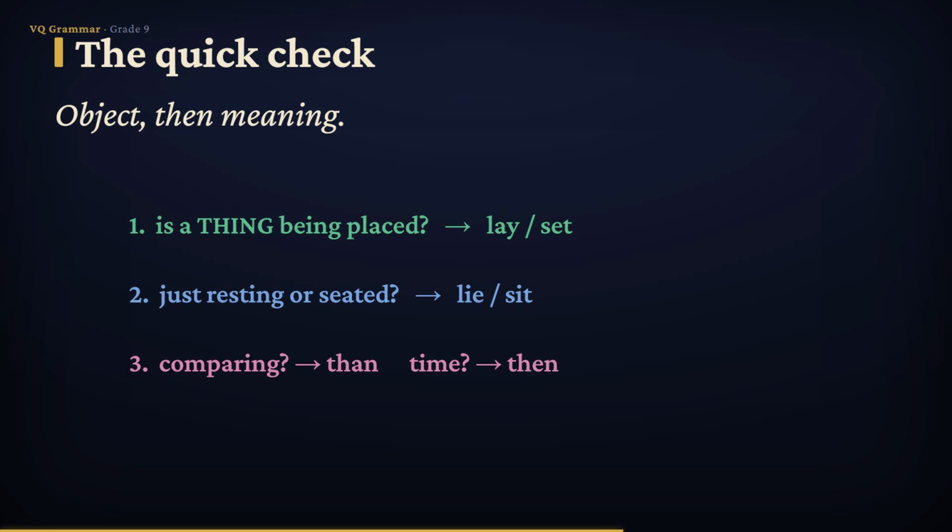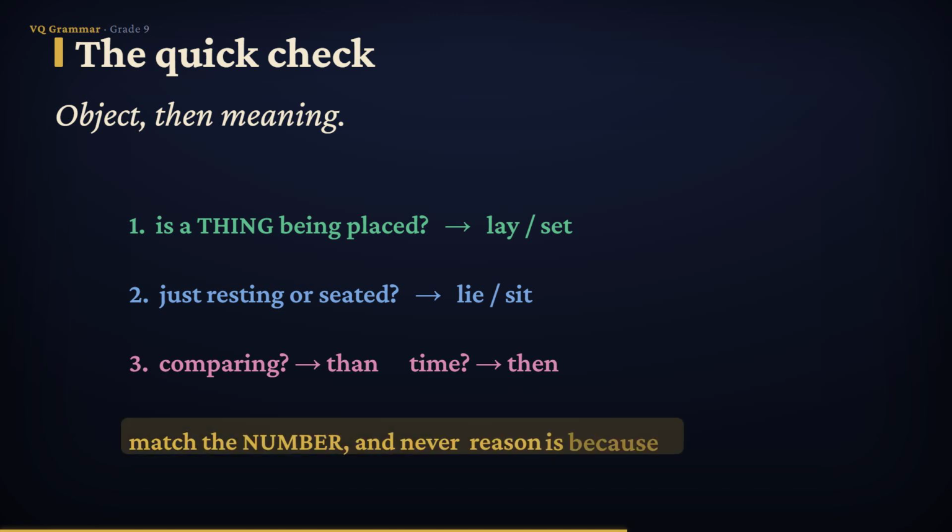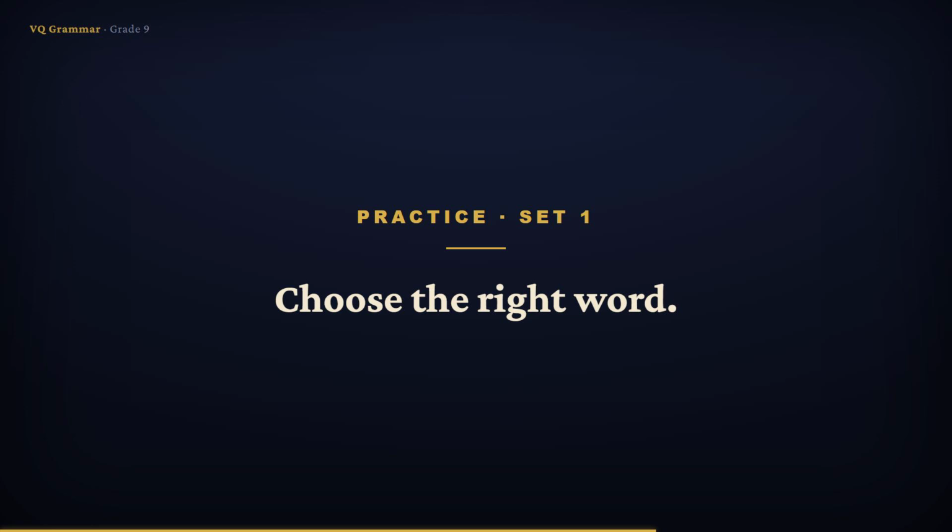And keep 2 more in your back pocket. Match the number, so this kind stays with a singular noun and these kinds with a plural. And never pair the reason with because. Run through those and these confusions won't catch you. Let's practice. In this first set, I'll give you a sentence with 2 choices, and you pick the word that fits. Think about the job each word does: placing or resting, comparing or timing, one or many. Pause the video and decide before I reveal the answer.